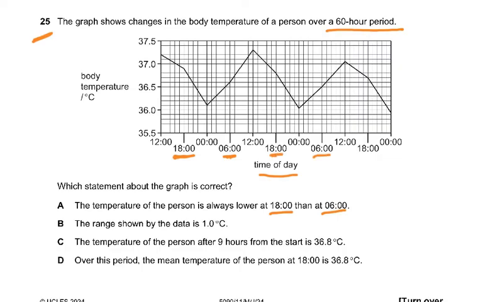No, that's wrong. The range is shown by the data as 1 degree Celsius. No, it's not 1, because you see it's here. What we are seeing is between 36 and 37 point something. The temperature of the person after 9 hours from the start is 36.8. 9 hours from the start would be somewhere here. So the answer to 25 is D. Over this period, the mean temperature of the person at 1800 is 36.8 degrees Celsius.